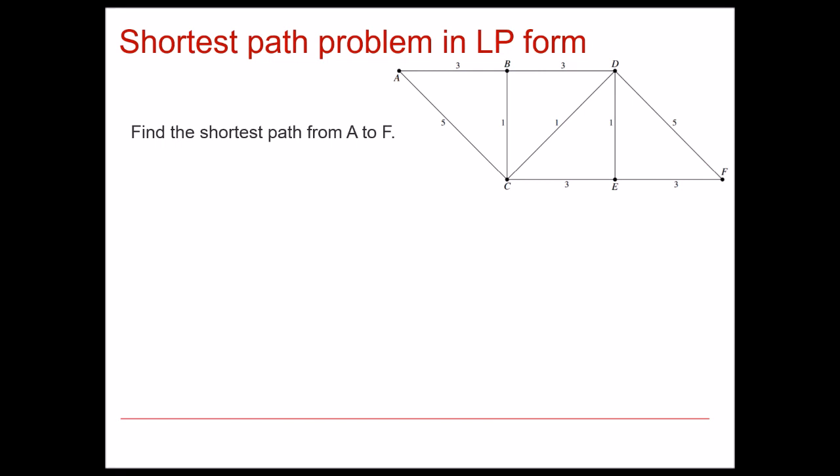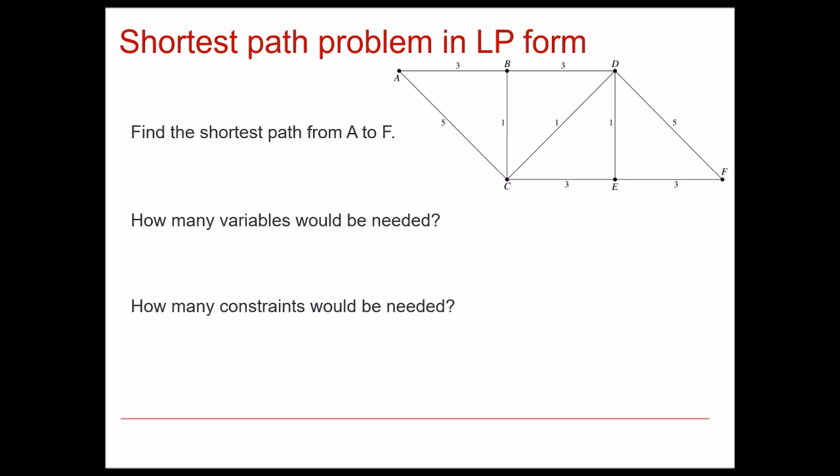So, for example, here's a slightly more complicated network. We're not going to do the whole thing here. I just want you to think about these two questions. If you were formulating this in the way that we've just seen, how many variables would be needed? Remember, of course, that some of these arcs you will be able to treat as directed arcs and others you won't be able to. And how many constraints are going to be needed? Pause your video for a moment and see if you can work those out, and then I'll reveal the answer.